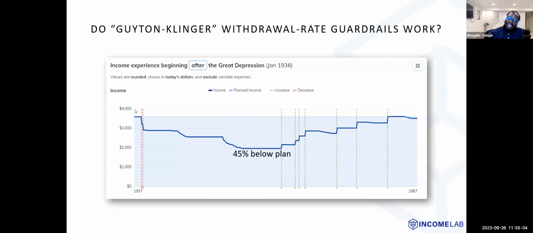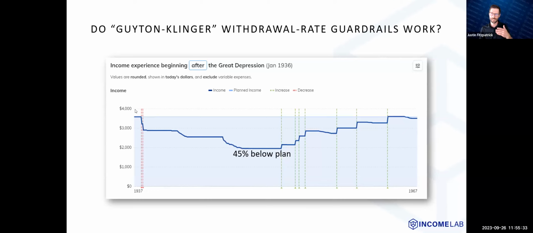On the Guyton-Klinger versus Income Lab comparison, you started at the same initial income. Would the Income Lab calculation have recommended the initial withdrawal rate be higher or lower? So I wouldn't say Guyton-Klinger, and maybe I'm just misremembering, but I don't think there was a way to determine the initial withdrawal rate that was systematic or something.